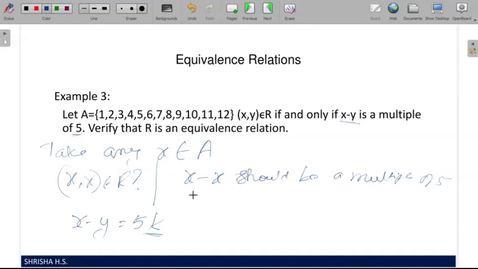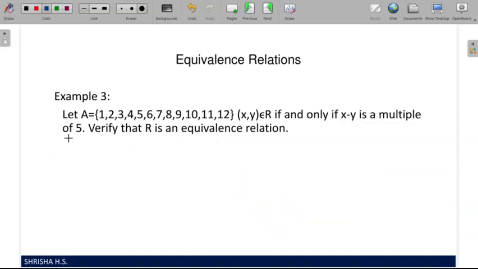So the question is, x minus x should be a multiple of 5. So is 0 a multiple of 5? Yes, 0 is a multiple of everything. So 0 is a multiple of 5. Therefore the relation R is reflexive. So that's the first part.